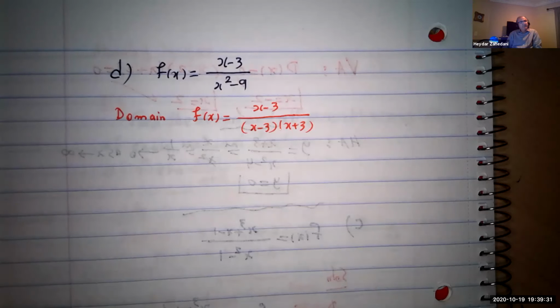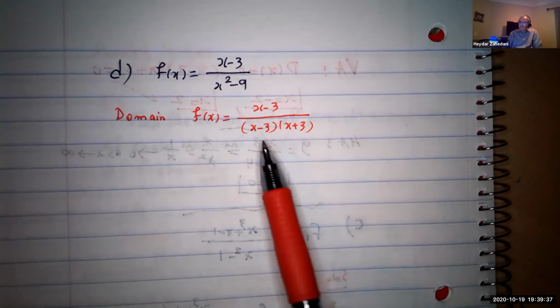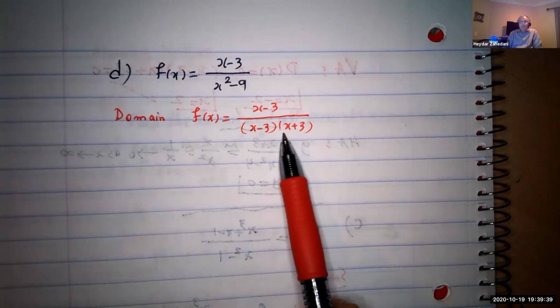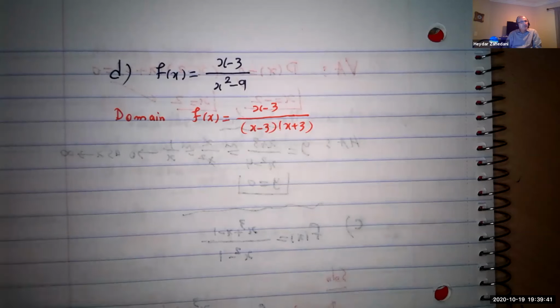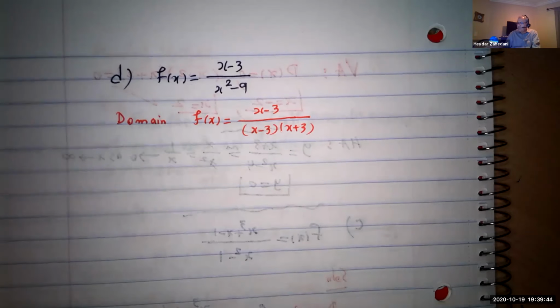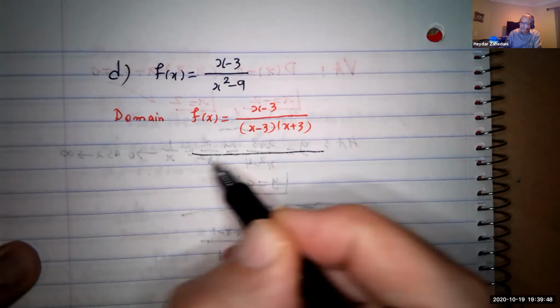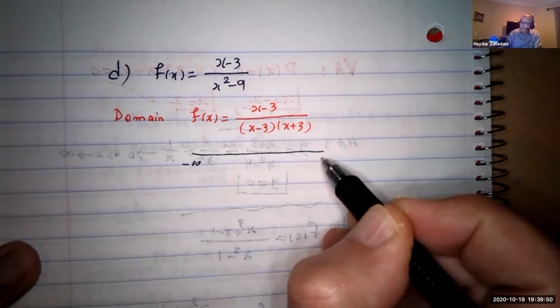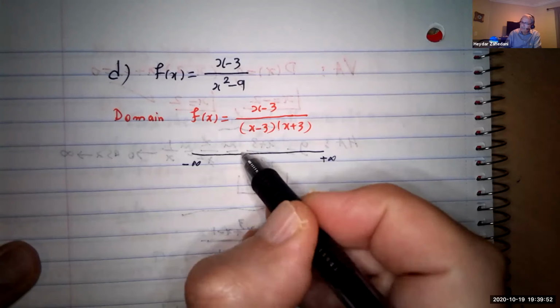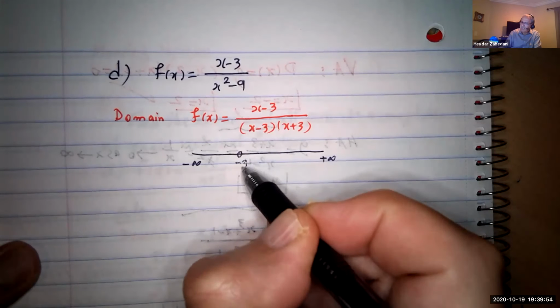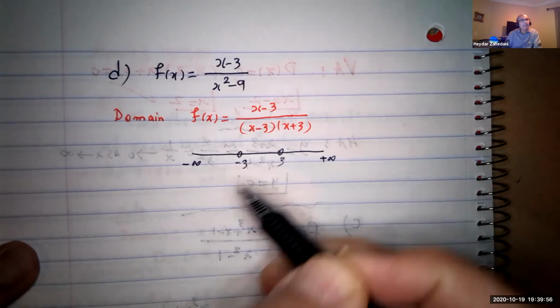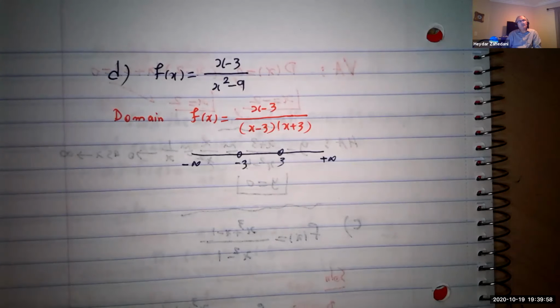Just find the domain, okay? The domain is when the denominator is not 0. You are going to have 2 zeros: x equal to 3 and x equal to negative 3. So exclude these numbers first, okay? So this is it. You don't have to give us a graph, but it's a -3, you see, and the +3. So you have to exclude these two numbers.